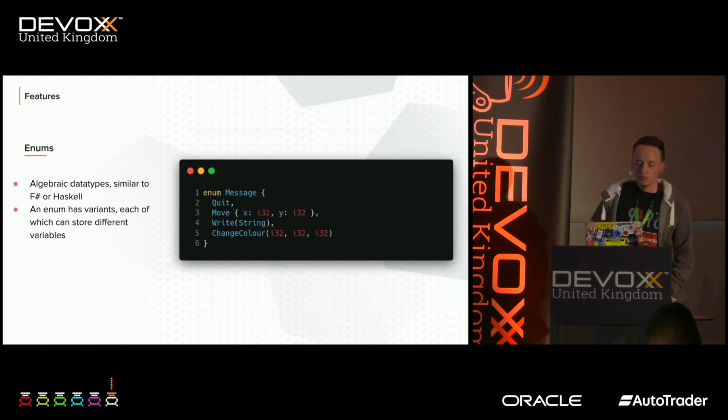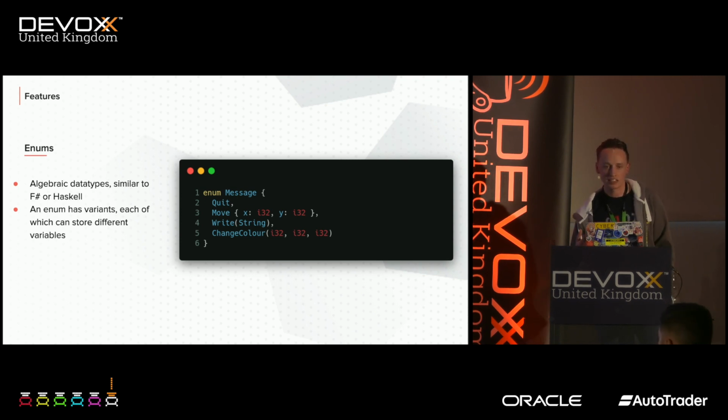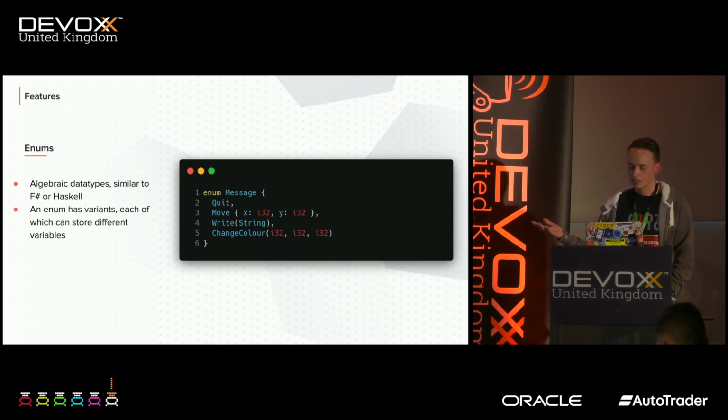You have enums in Rust. They're quite an important feature. They are algebraic data types similar to F# or Haskell, so they're a little different to enums in a lot of other languages you may have seen. Unless you're a really enthusiastic functional programmer, then you might know exactly what I'm on about already. An enum has a number of variants, but each variant can contain different data types.